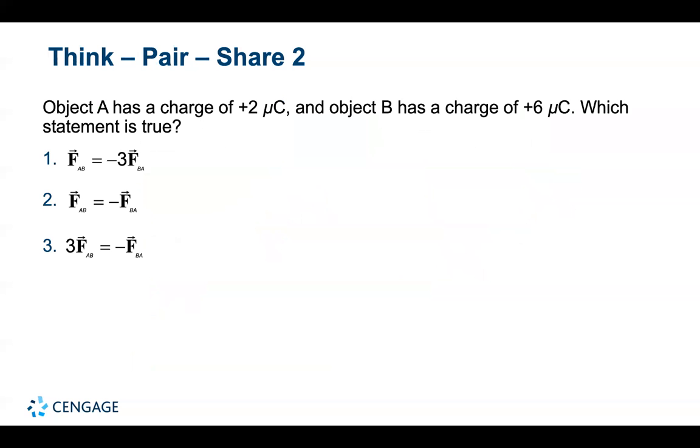So here's another question. Object A has a charge of plus 2 microcoulombs, and object B has a charge of plus 6 microcoulombs. Which statement is true? And the answer is choice number two. By Newton's third law, the two objects will exert forces having equal magnitude but opposite direction on each other.